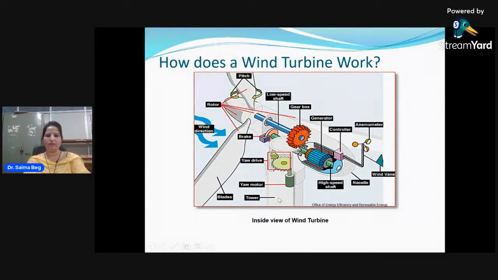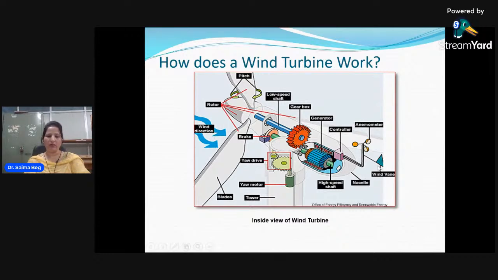Next comes the tower. The towers are made up of tubular steel, concrete, or steel lattice. Because wind speed increases with height, taller towers enable turbines to capture more energy and generate more electricity. Then next is the wind direction. These are upwind turbines, so called because they operate facing the wind. Other wind turbines are designed to run downwind, facing away from the wind.